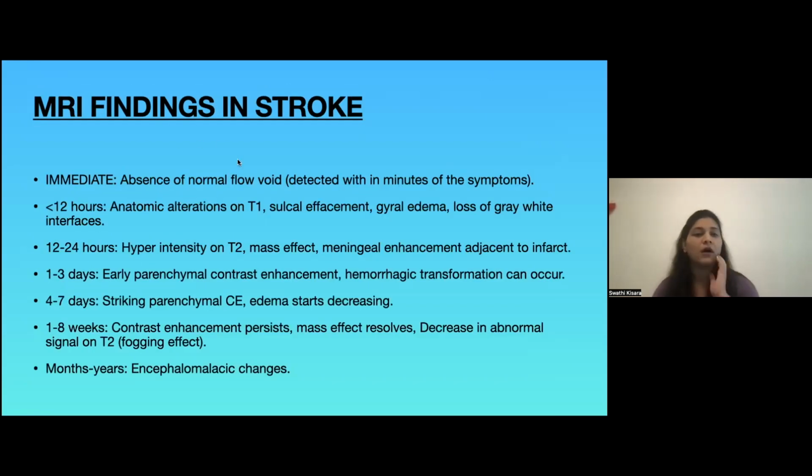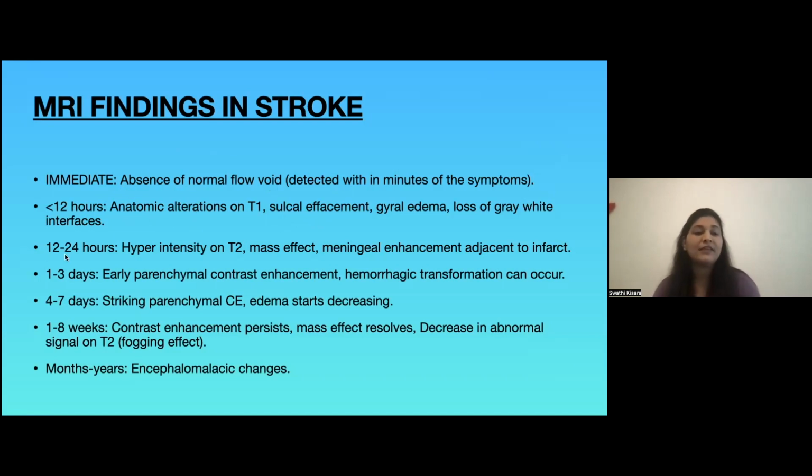The following are the spectrum of MRI findings in stroke. Immediately, that is in hyperacute stage, the MRI findings can be merely absence of normal flow void. This can be detected within minutes of the symptoms. In less than 12 hours, anatomic alterations on T1 can be detected. Some other findings include sulcal effacement, gyral edema, loss of gray-white interfaces.